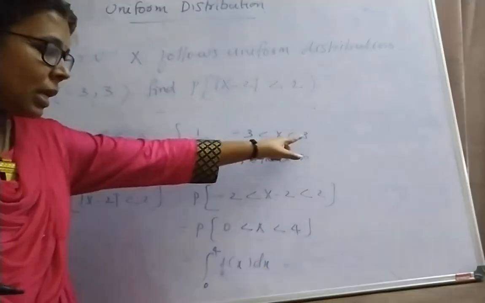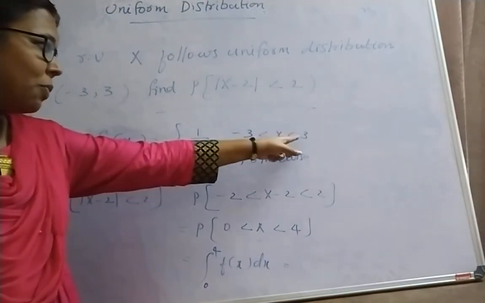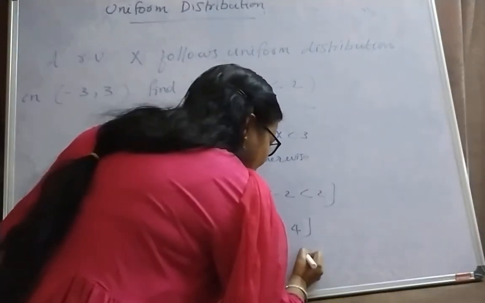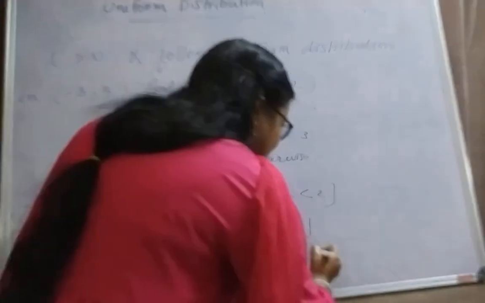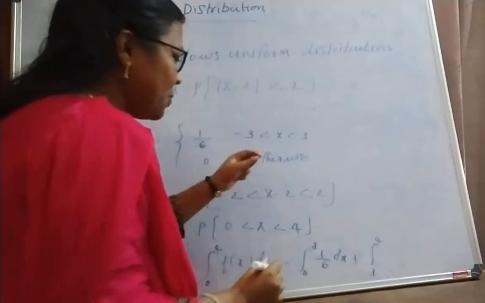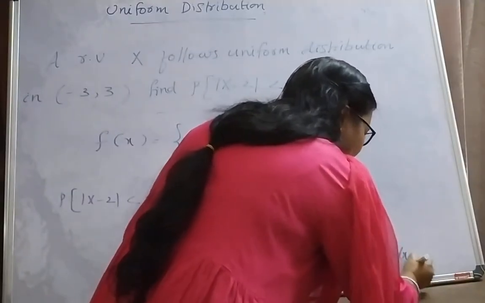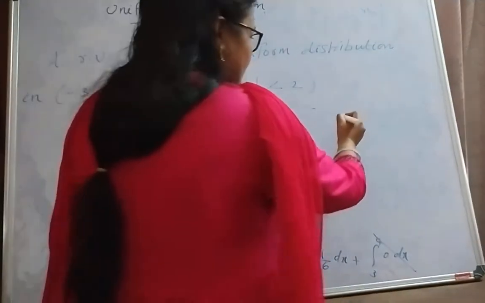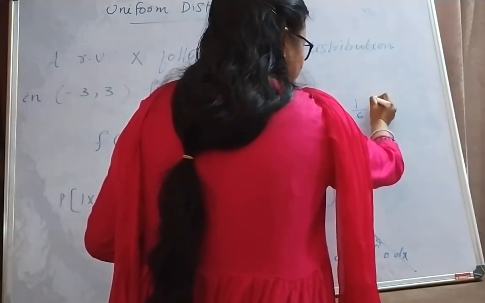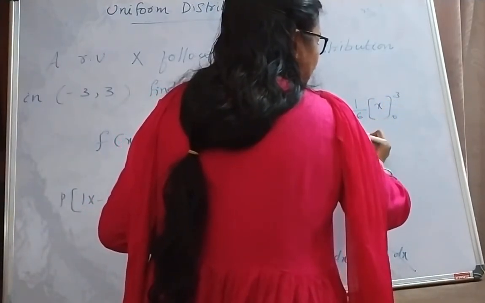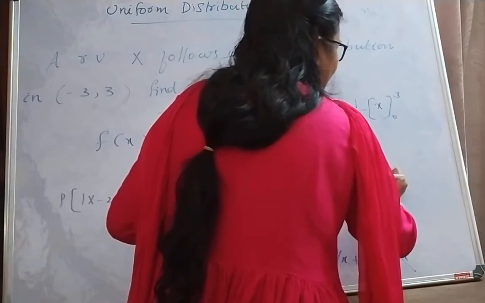For minus 3 to 3, the PDF is 1 by 6. If x is greater than 3, the PDF is 0. Therefore, integral 0 to 3, here the PDF is 1 by 6 dx, plus integral 3 to 4, here the PDF is 0 into dx. Since it is 0 into dx, it will be 0 and can be cancelled. Then this term only. This 1 by 6 is a constant. 1 by 6 into integral of dx is x, limit 0 to 3. Applying the limit, we get 3 by 6, which is equal to 1 by 2. Here we get the answer as 1 by 2.